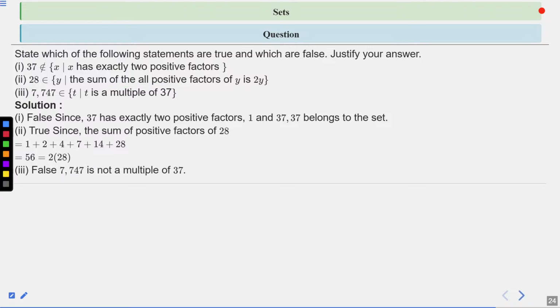Now the third one is false because 7747 is not a multiple of 37. You can easily verify that by the long division method.